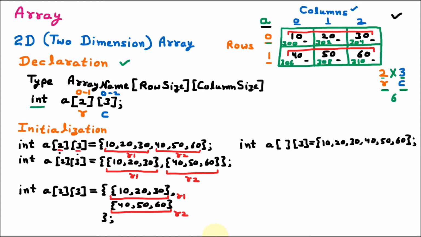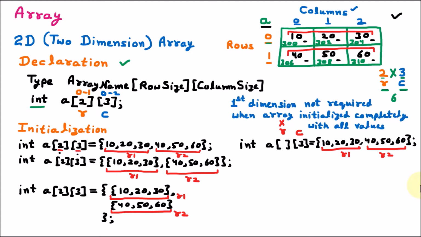There is an important point to understand. When you are providing the complete initialization, it means you are representing that the first 3 elements are the row. So this is row 1 and the next 3 elements are row 2. So you are pretty sure that all the 6 elements you have given, means you have given the complete initialization. At that time, you have to only provide the column value. The row value is not required, or we can say that the first dimension is not required whenever you are initializing the array completely.